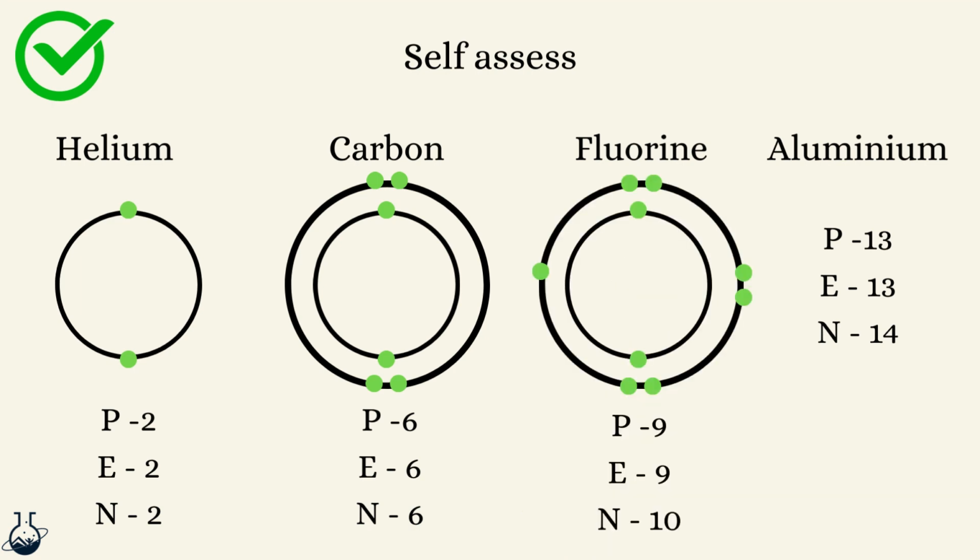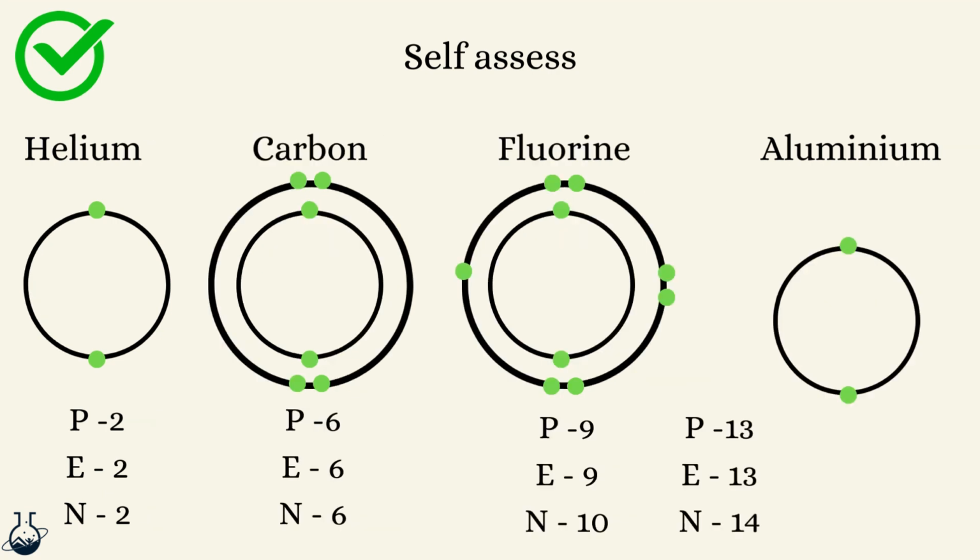Fluorine has 9 electrons, which will go 2, then 7. Remember, we can check by doing 2 plus 7, which comes to 9, so I know this is correct.